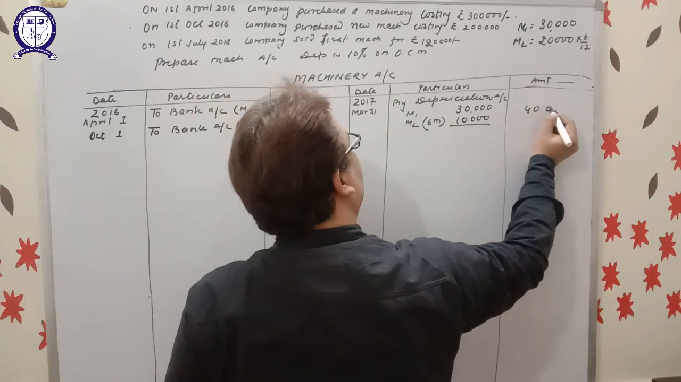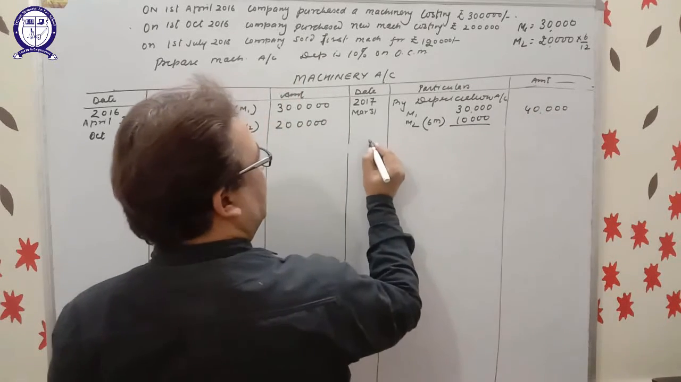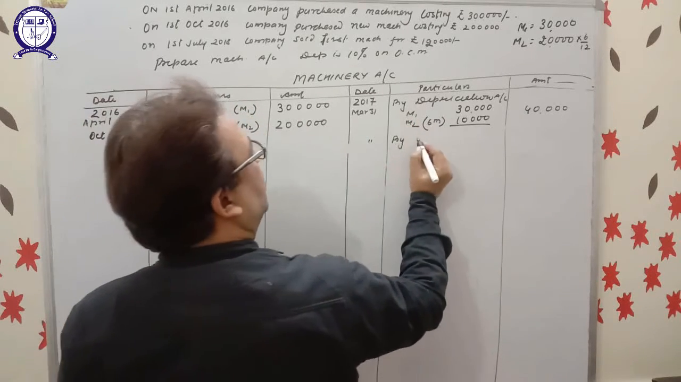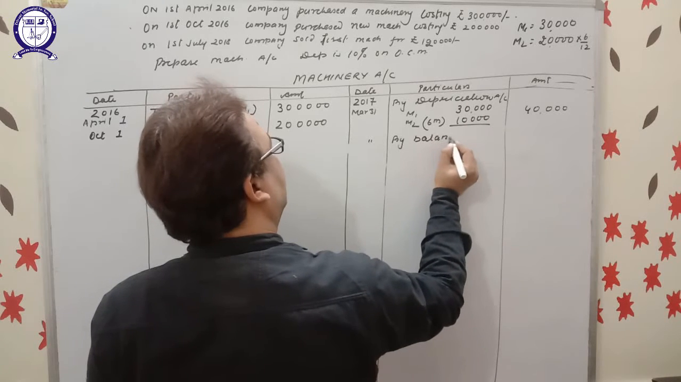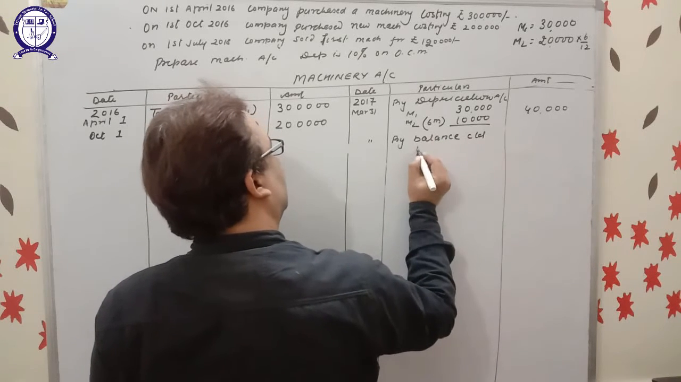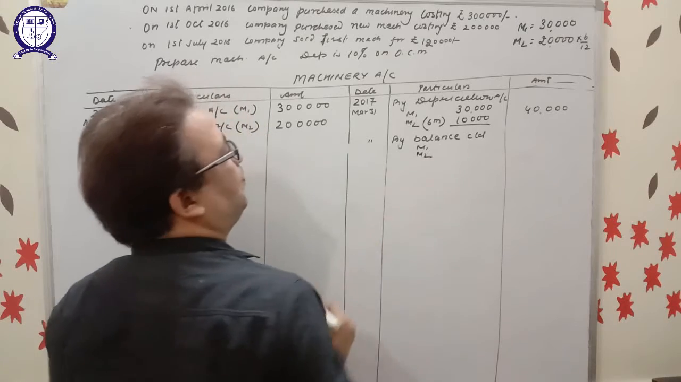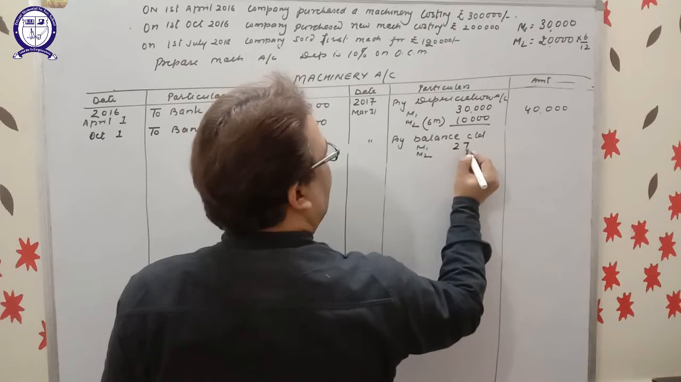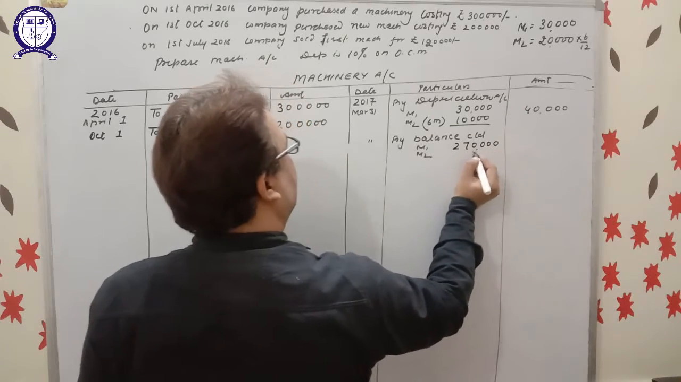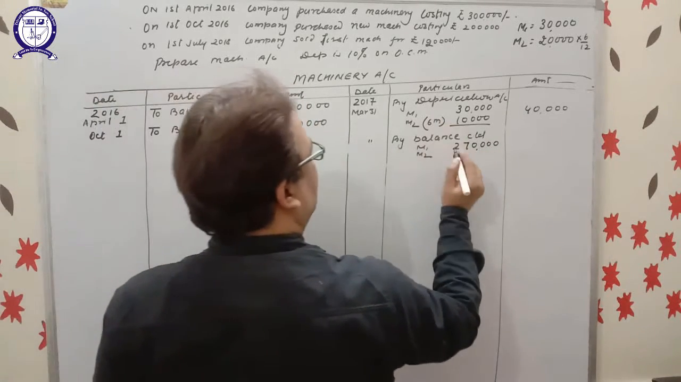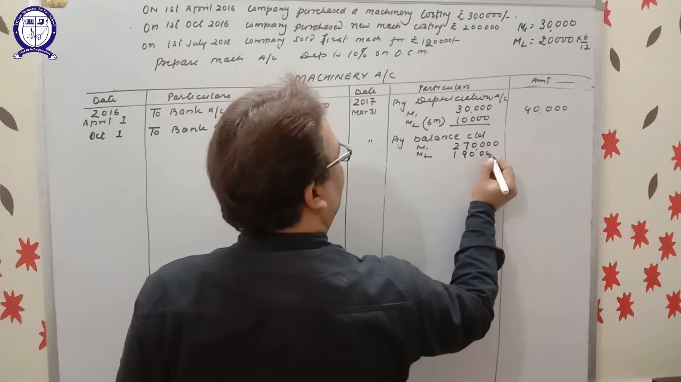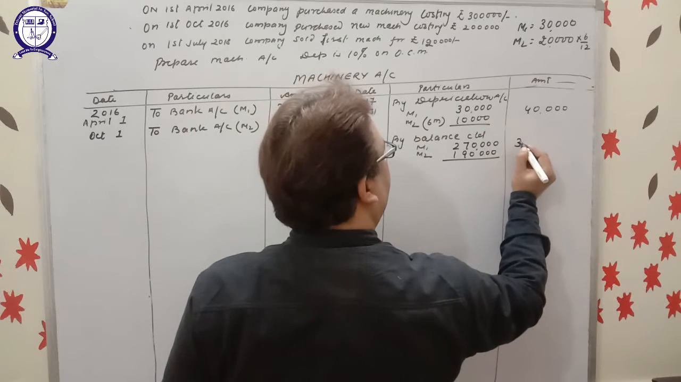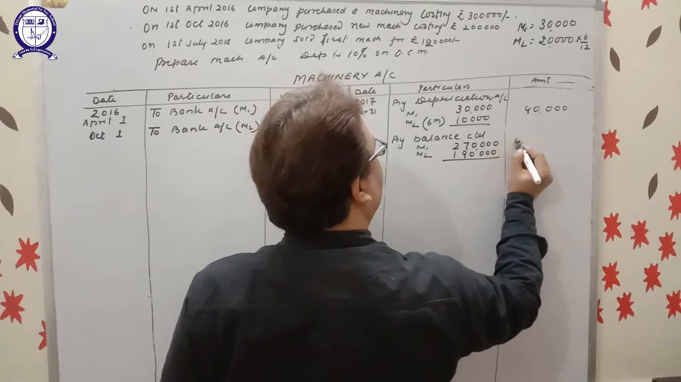Total depreciation is 40,000. So after charging depreciation, we have to balance the machinery account by balance c/d. Machinery 1, machinery 2. 3 lakh minus 30,000, the value of machinery 1 is now 270. 2 lakh minus 10,000, the balance of machinery 2 is 190. The total of both machinery is 4,60,000.